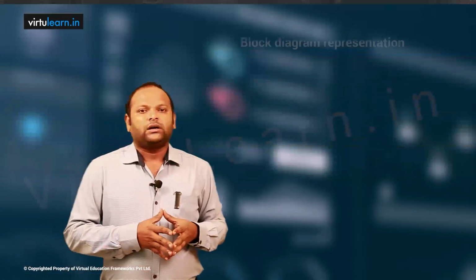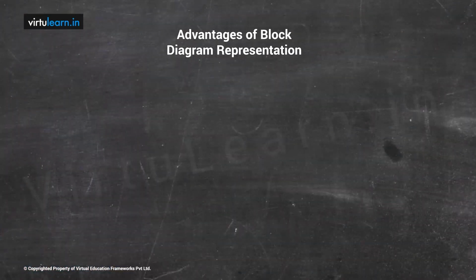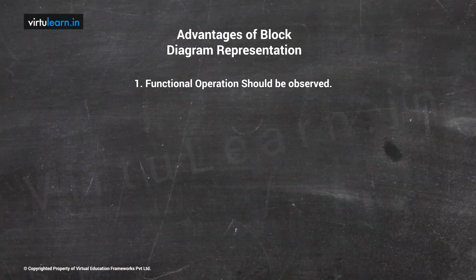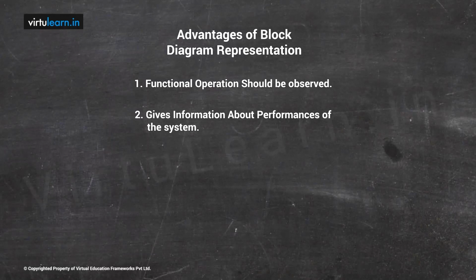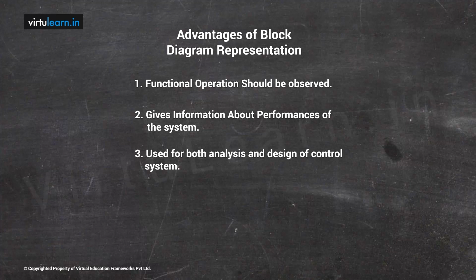Let us look at what are the advantages of block diagram representation. The functional operation of the system can be observed from the block diagram very easily, because all the blocks are available. You know what this block does, what this block does, and what will be the overall function of the system can be easily analyzed using the block diagram. Similarly, it gives the performance of the system. One way or another we can easily find out what will be the performance of the system by looking at the block diagram representation. Similarly, block diagrams are used for analysis and design of the control system.